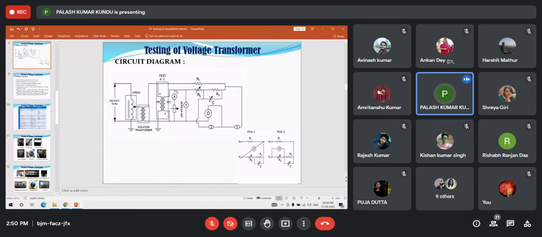Applying a rated primary voltage, maybe 100 volt. Then the primary voltage should be varied to 40%, 60%, 80% up to the rated value, even more than that, that is 120% value, keeping the burden constant. And we have to adjust the R2 and the C so that a null condition is achieved.